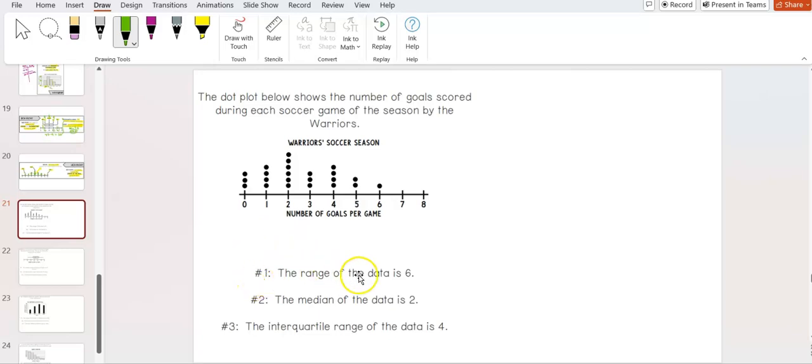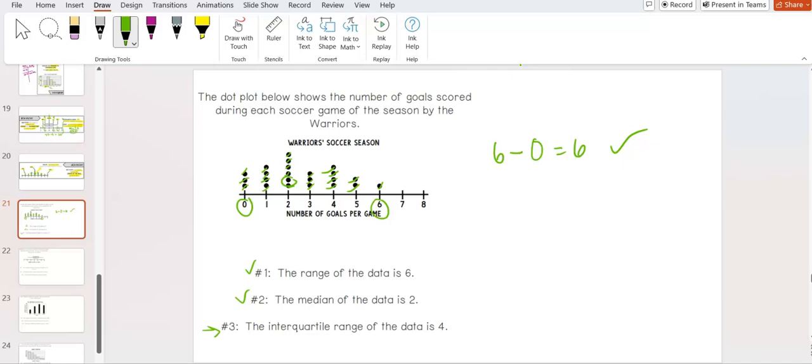Is it true that the range of the data is 6? Well, let's see. The range would be the largest number, 6, take away the smallest number, 0. Is 6 take away 0, 6? Yes. So we know that number 1 is true. The median of the data is 2. So to find the median, I have to find the one in the middle. So 1, 2, 3, 4, 5, 6, 7, 8, 9, 10, 11. Yes, the median is 2. So that means that this one should be wrong.